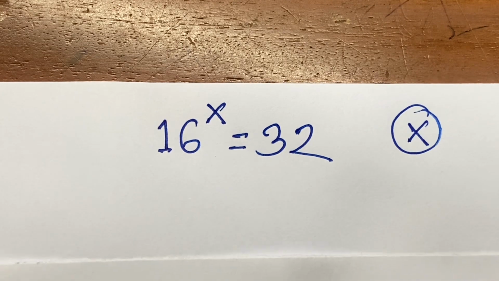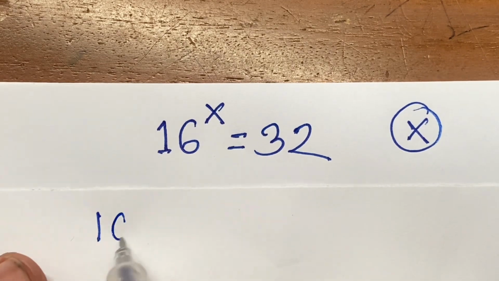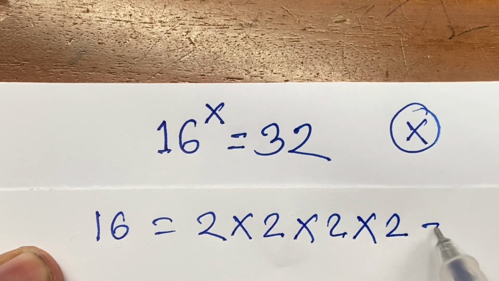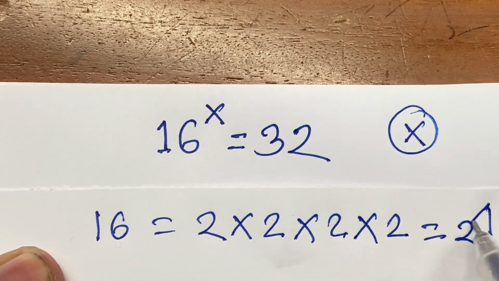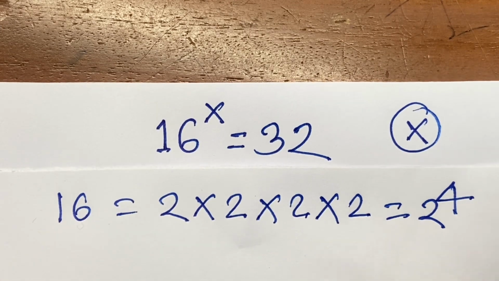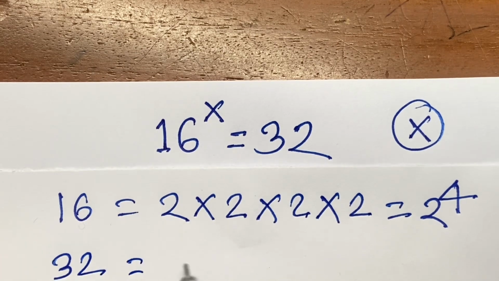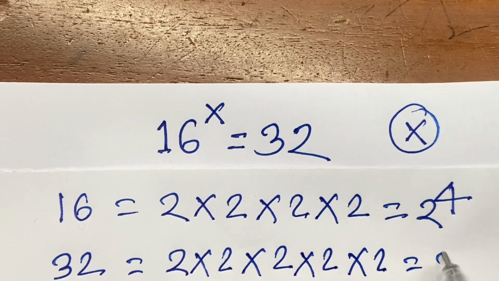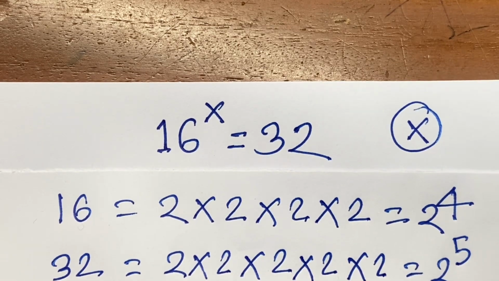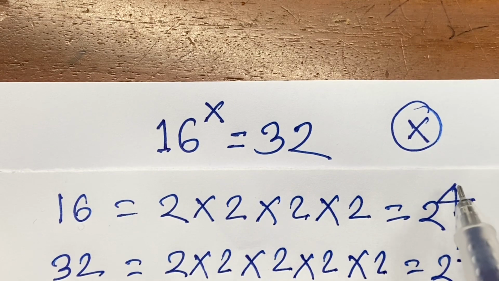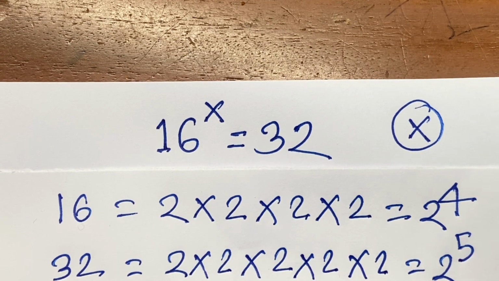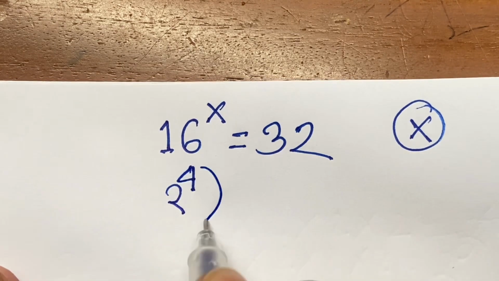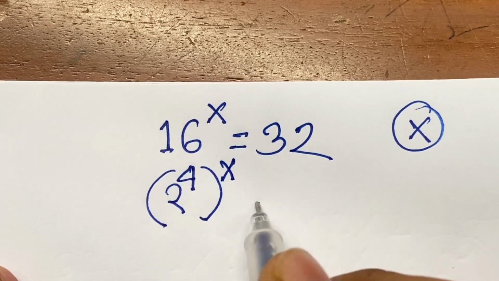We know that 16 is 2 times 2 times 2 times 2. I can say here it is 2 to the power 4. And again here is 32. 32 is 2 times 2 times 2 times 2 times 2, which is 2 to the power 5. So I can say 16 equals 2 to the power 4 and 32 equals 2 to the power 5. So here is (2 to the power 4) to the power x equals 2 to the power 5.